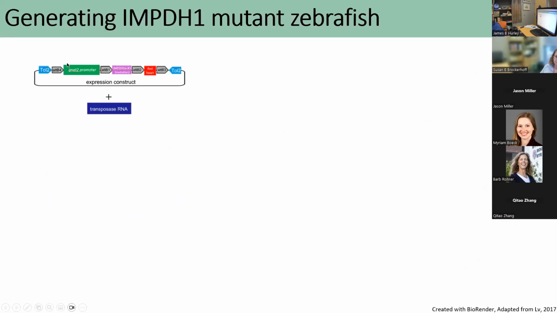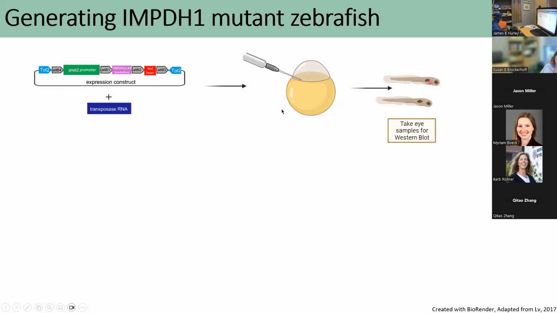To generate the fish, we injected them with our mutant IMPDH DNA with a MYC tag, so we can tell the mutant IMPDH from endogenous. It's under a cone promoter, and then we have a red heart marker so that we can easily screen them. We inject them at the 1 cell stage, and then we grow them up a couple of generations so that we have a stable line. Once we have a stable line, we collect eye samples when they are larvae to check expression levels.